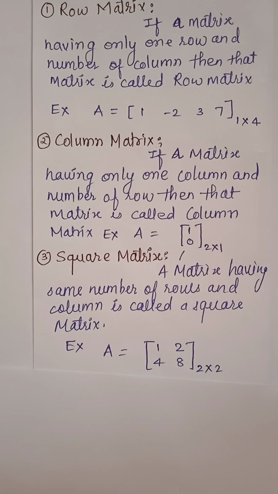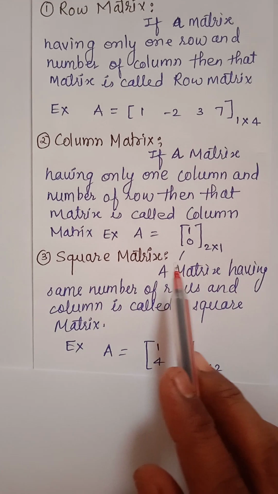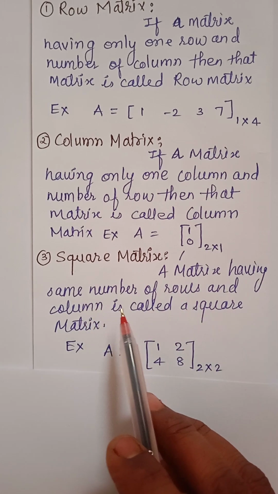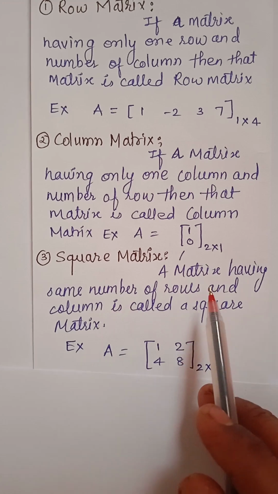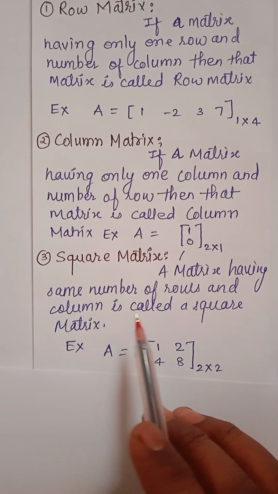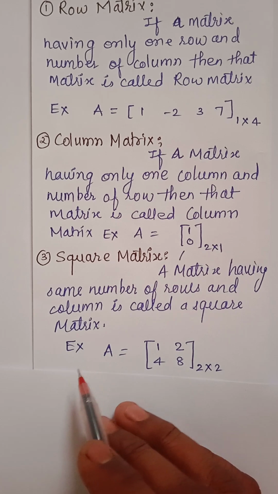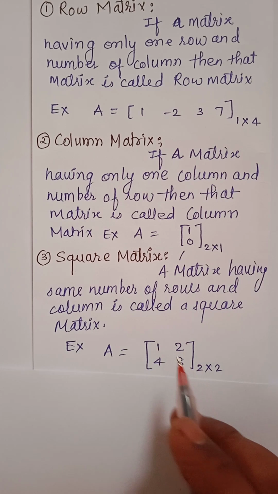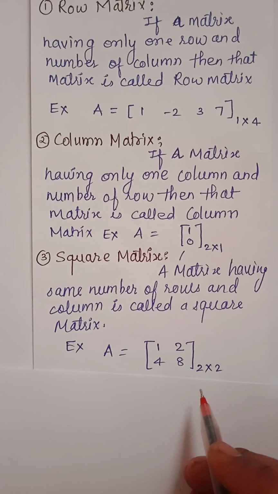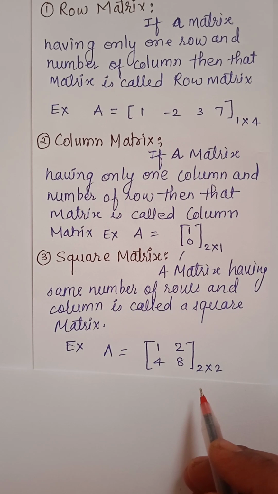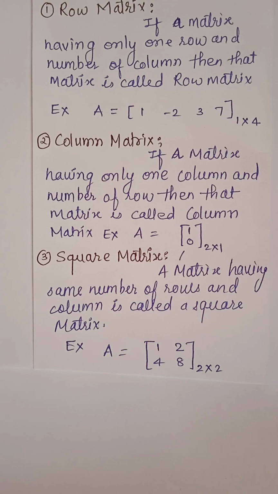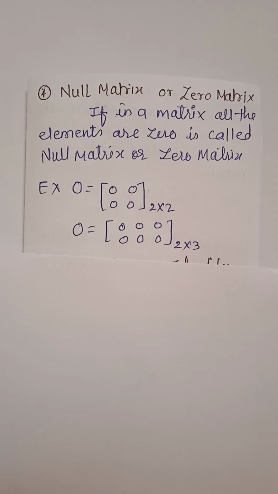The next definition is the square matrix. A square matrix has the same number of rows and columns, meaning a matrix having an equal number of rows and an equal number of columns. For example, if this is a matrix with these entries, and it has 2 rows and 2 columns, the order of this matrix is 2 cross 2. So in a square matrix, the orders are like 1 by 1, 2 by 2, 3 by 3. Such matrices are called square matrices.